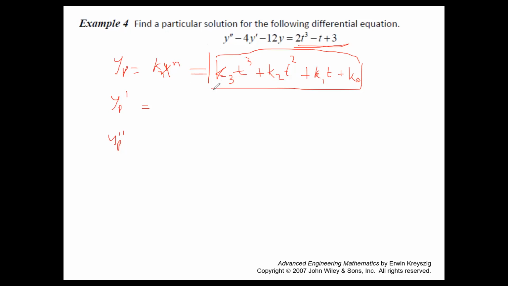So for this case, remember K3 is a constant. So what you need to do is just have 3K3 t to the power of 2, and then what else? Next? And then 2K2 t, and then plus K1. Yeah, okay, that's good.